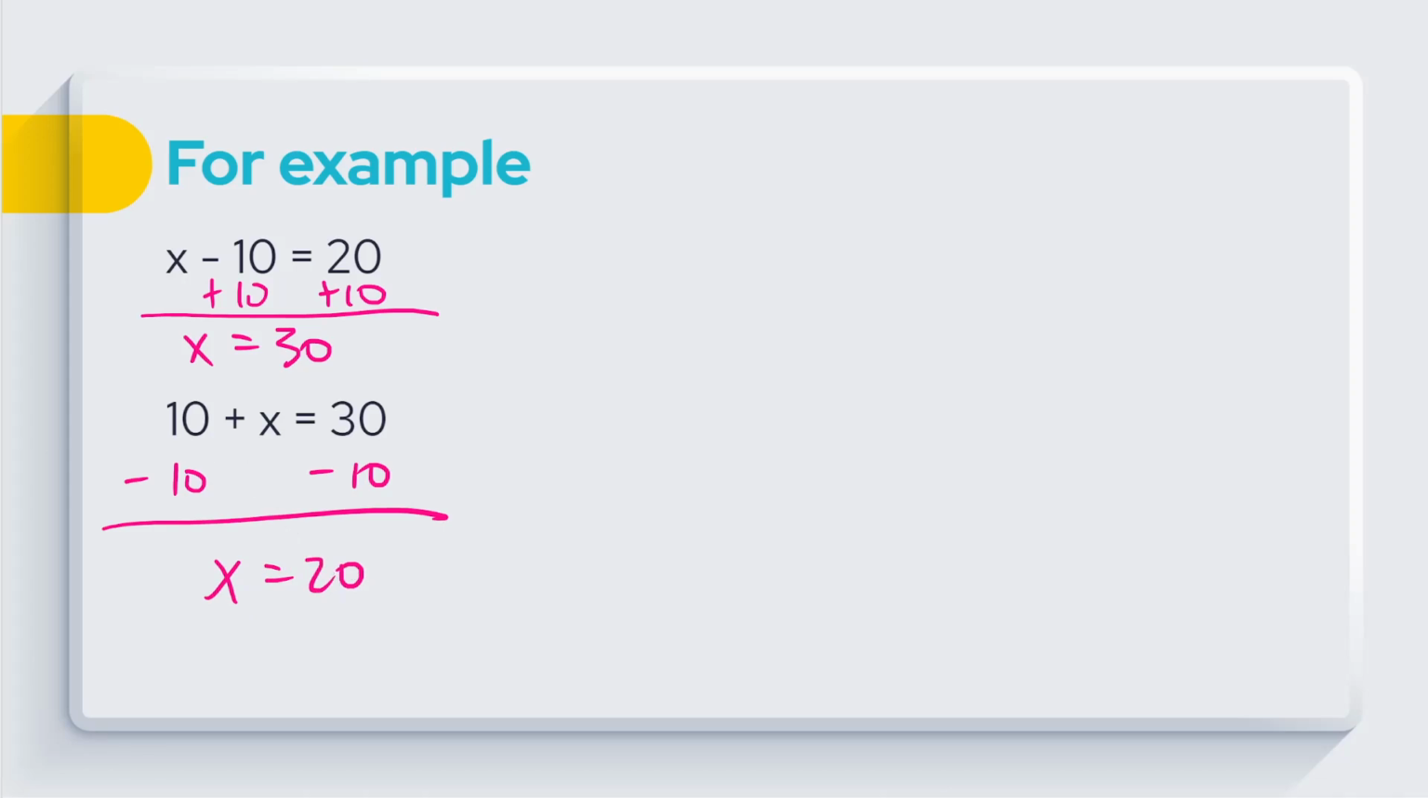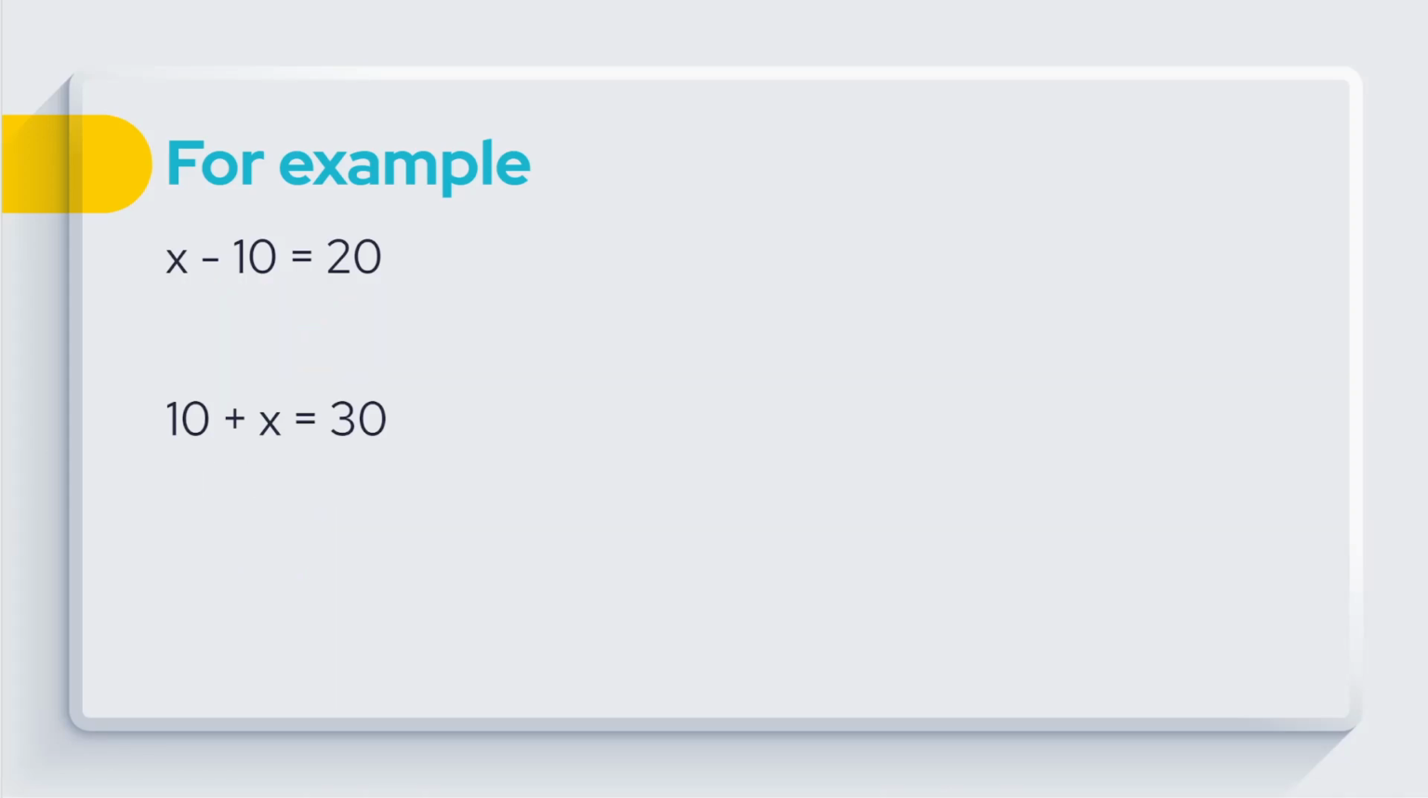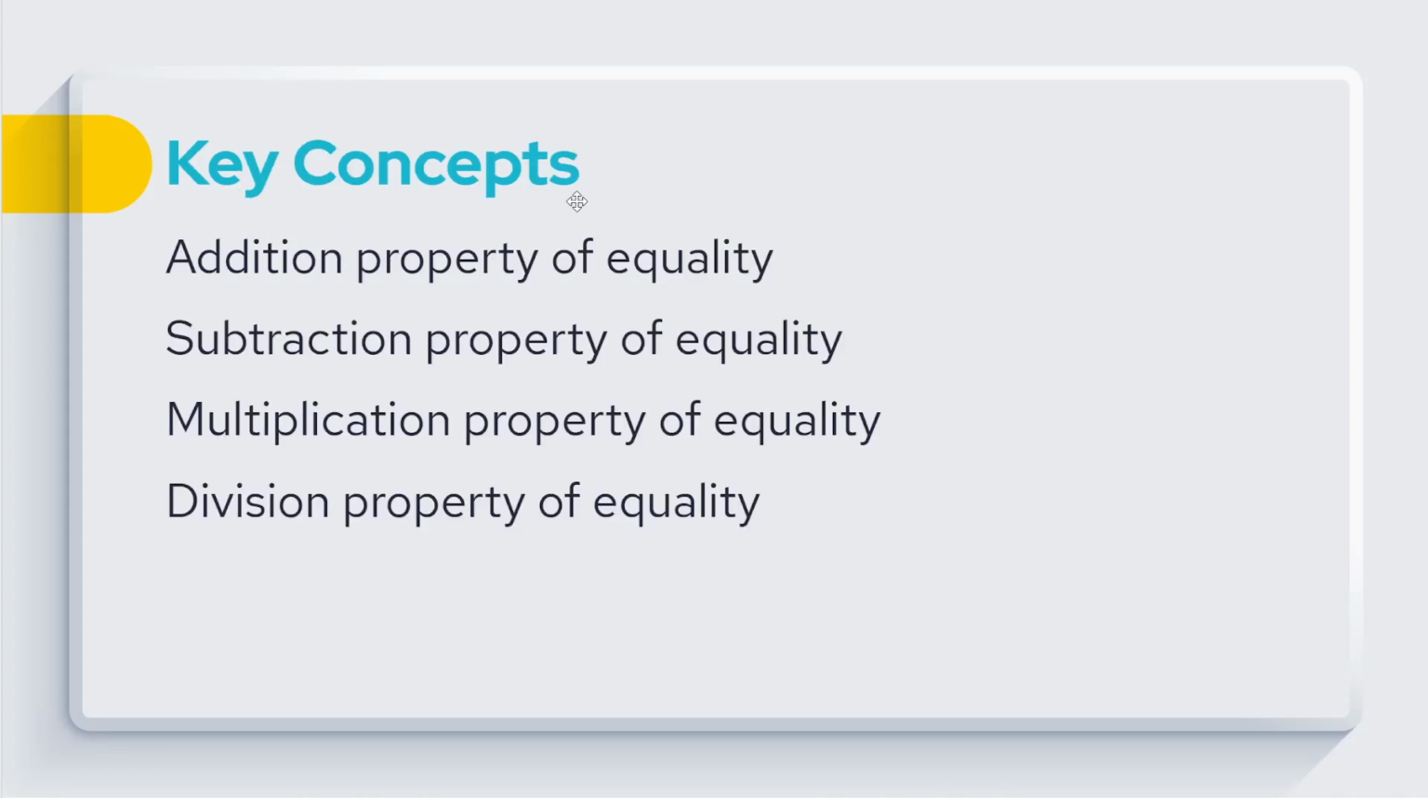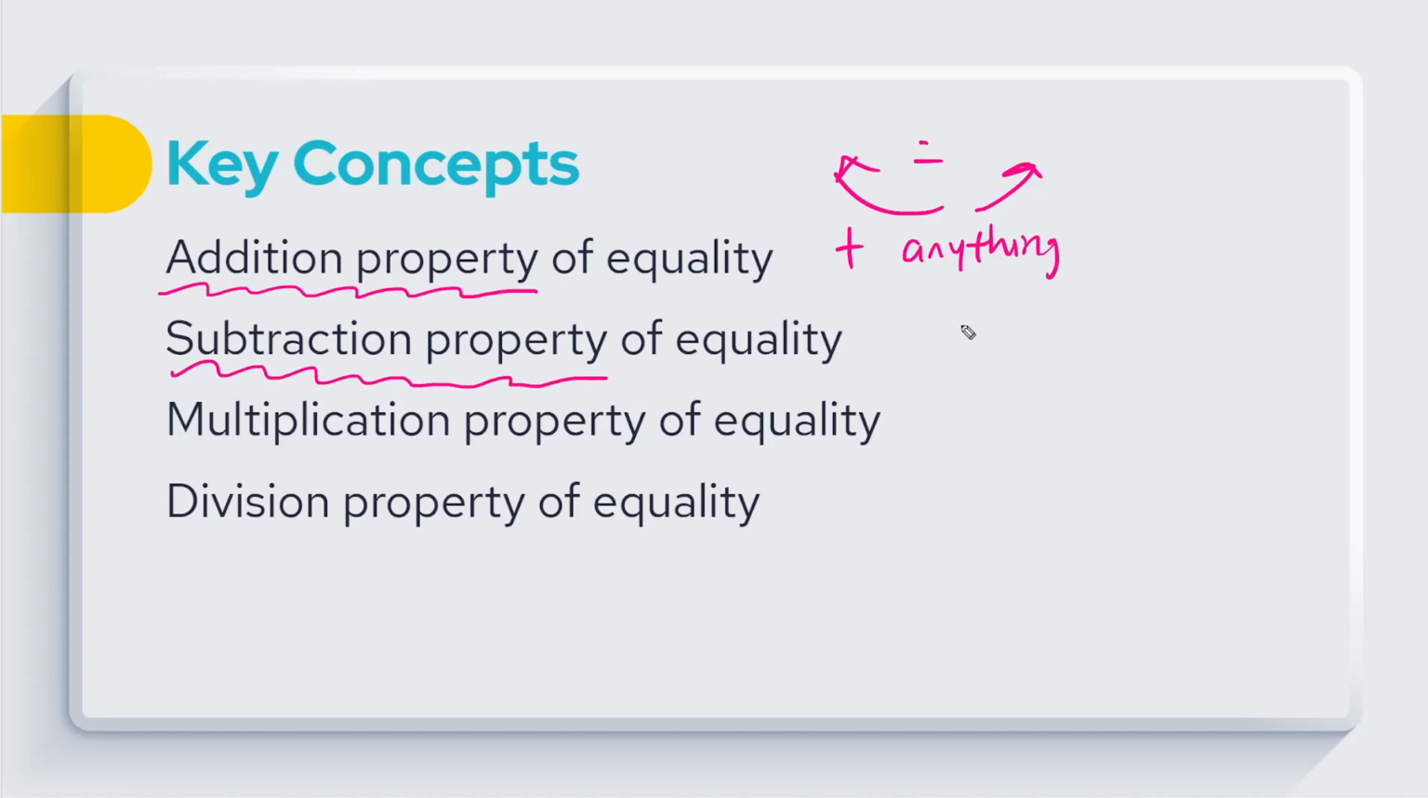What are these called? I know that these are things that you've been doing, but we're going to give them names, just like we did with the properties. Here are some more properties. I know you're excited. Addition property of equality. This is where you can add basically anything, as long as it's to both sides of an equal sign. The subtraction property of equality is the same thing. You can subtract anything, as long as you do it from both sides of the equal sign.